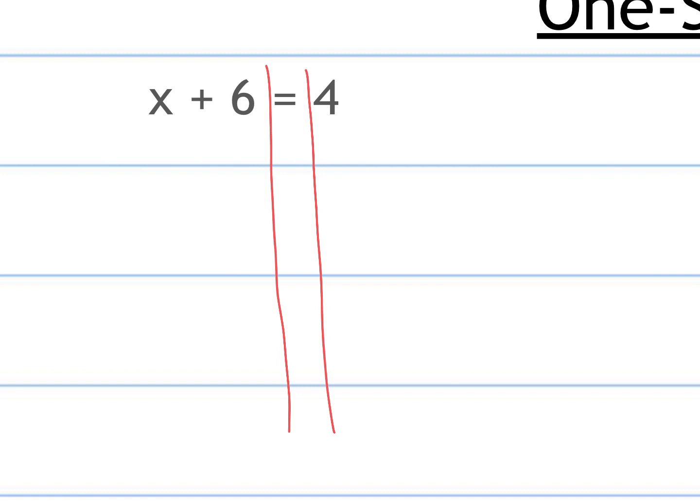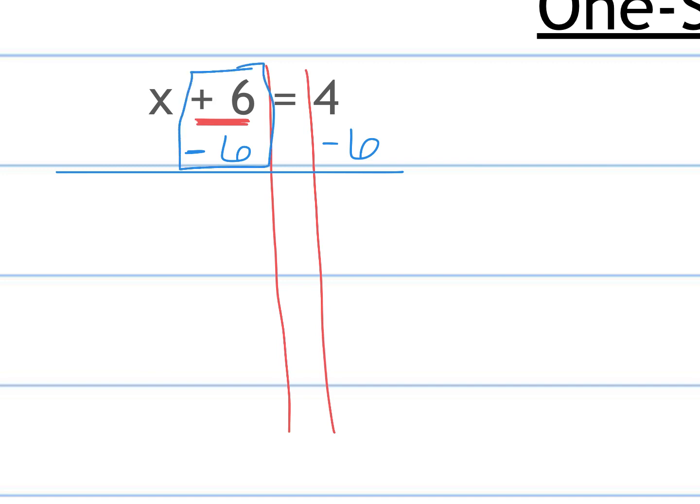Then I look for the side with my variable and I do the inverse operation. I can see that x is being added to 6. And remember, we talked about inverse operations. The inverse operation of addition is subtraction. So that means we are going to subtract 6 to get x alone. But whatever I do to one side, I have to do to the other side. So I write it right underneath the 6 here.